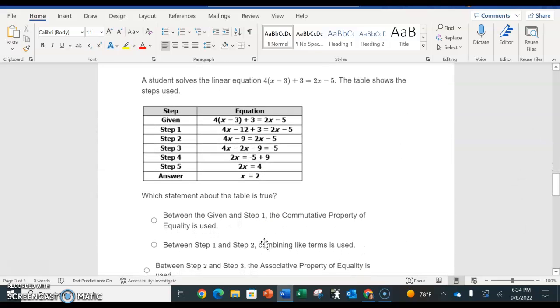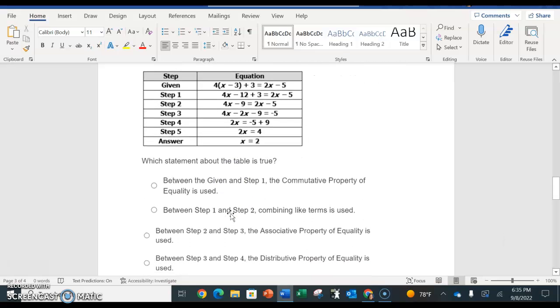All right, the next question says, the student solves the linear equation 4 times x minus 3 plus 3 equals 2x minus 5. The table shows the steps used. Which statement about the table is true? All right, so let's see. Between the given and step 1, the commutative property is used. All right, so between given and step 1, 4 times x minus 3, so we're doing 4 times x and 4 times negative 3. That is called the distributive property. So that one is not true. That's not commutative. That's distributive.